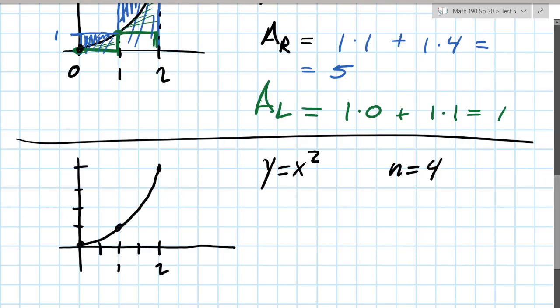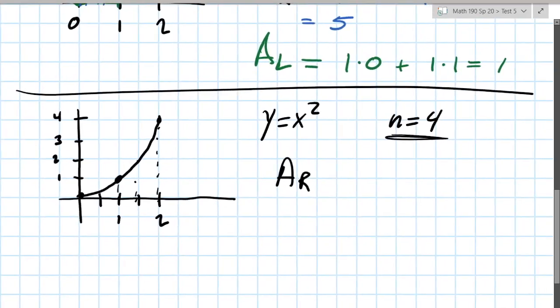Here's our curve. There's 1, there's 4. Okay, so if we use right-hand endpoints from 0 to, oh wait, I guess we need to step back and say how wide each of these rectangles is. I'm going to call each of these rectangles the base. I'm going to call it my delta x. That's the width of my rectangles.